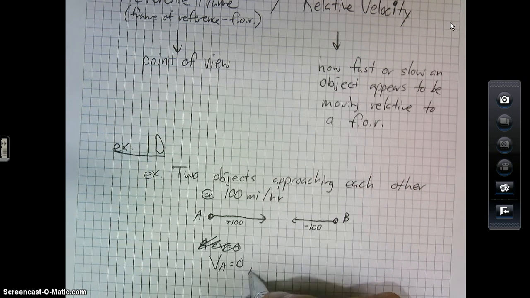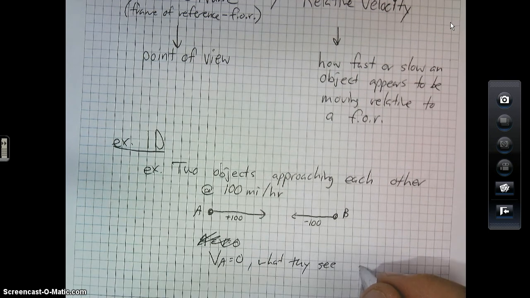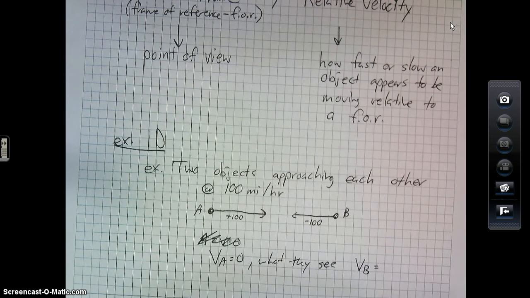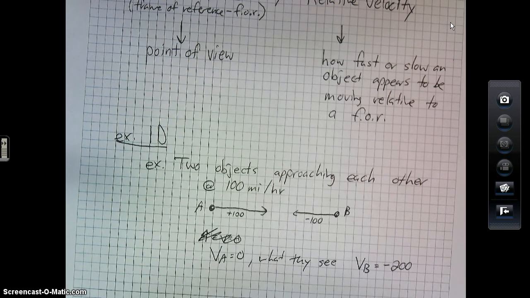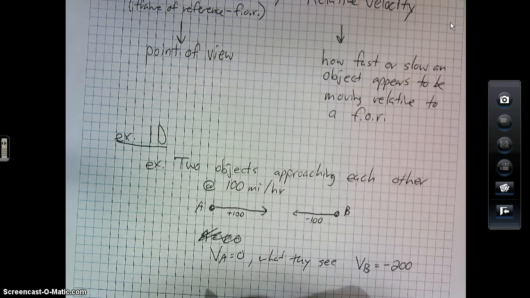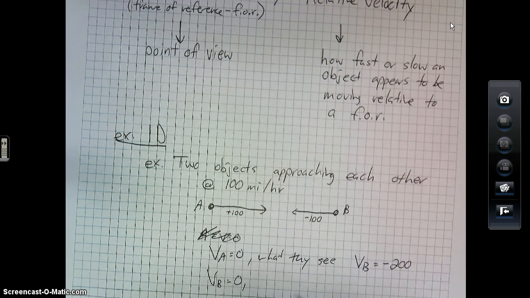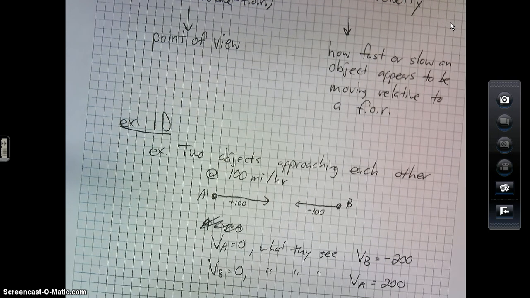Well, then what they would see would be that B would be moving at them with not a velocity of negative 100. They would see them moving at a velocity of negative 200. Because as long as A is feeling like it's at rest, and out in space you would feel fairly motionless, then B would be approaching you at essentially the sum of your two velocities, but it's coming in a negative direction. Now, in B's point of view, if they were 0, then they would see A approaching them at 200.